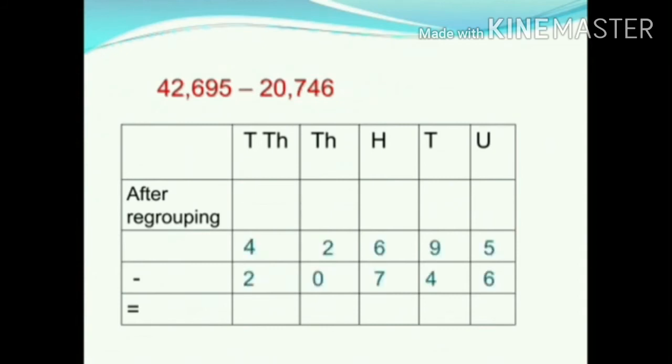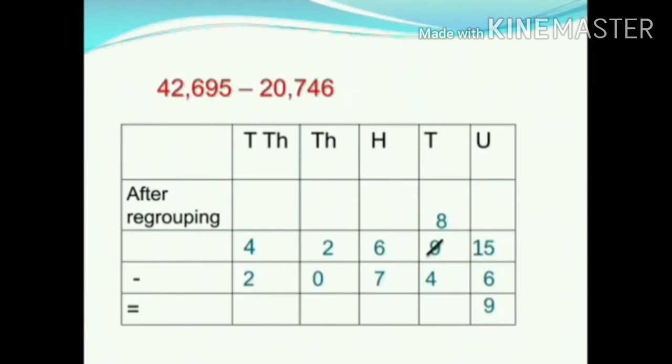First we subtract units place digits. In units place, minuend is 5. Subtrahend is 6. 5 is smaller than 6. 6 cannot be subtracted from 5. So borrow 1 ten from tens place. So units place can be written as 10 units plus 5 units. 10 units plus 5 units is equal to 15 units. After borrowing 1 ten to units place, tens place is left with 8 tens. Now subtract units place digits. That is 15 minus 6 equals 9. Write 9 in units place.